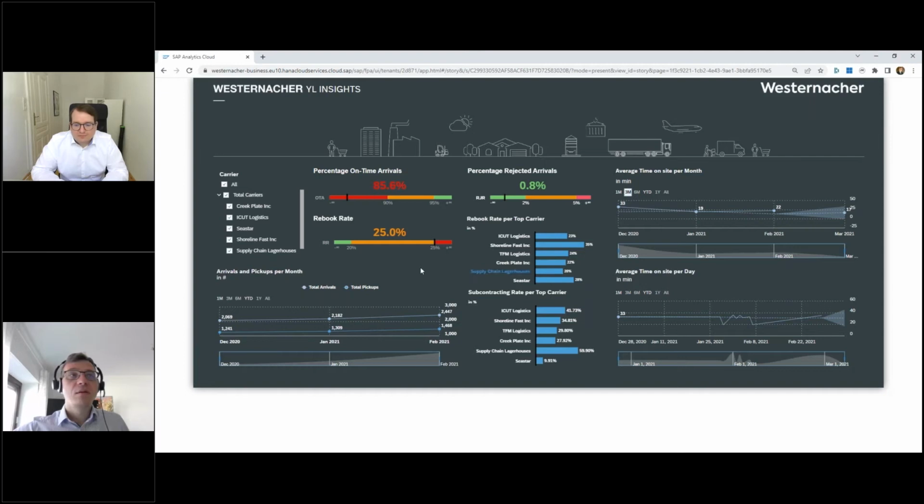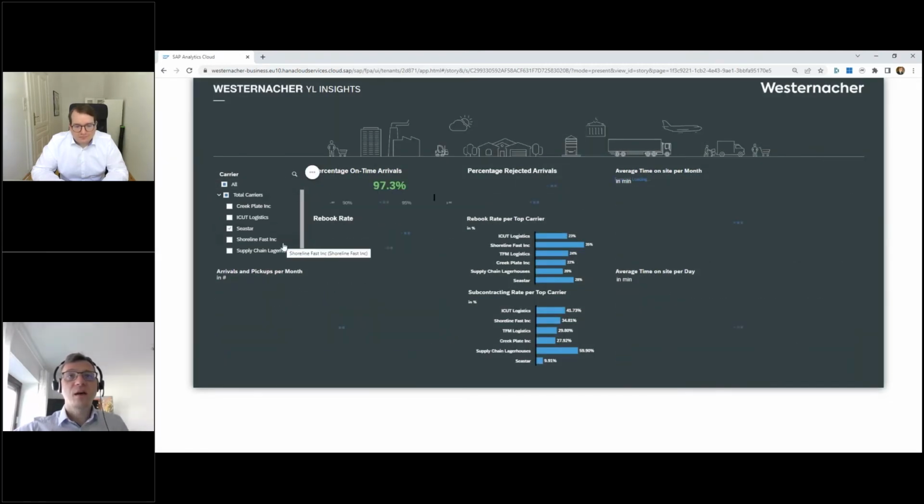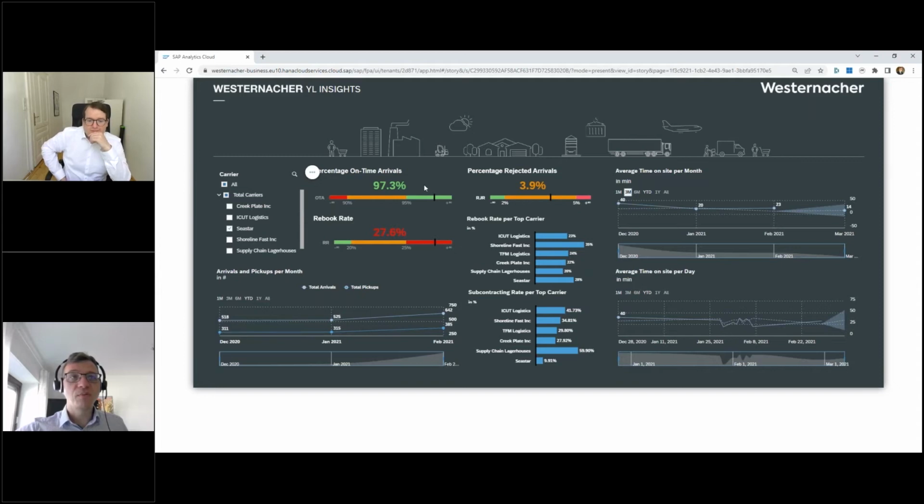Let's just check this out for C star, and you will see that C star is very good on the on-time arrivals, performing very well, but the rebook rate, not that nice.